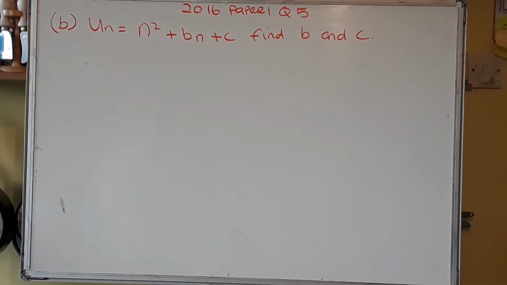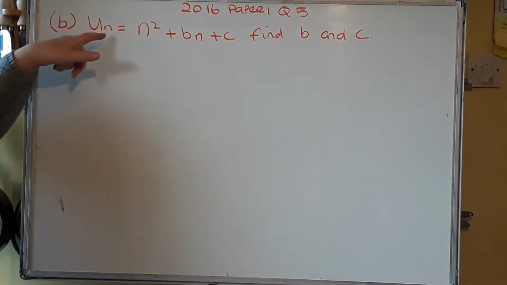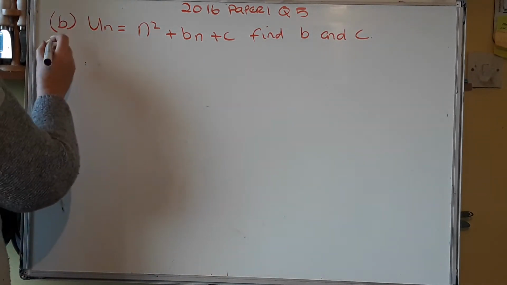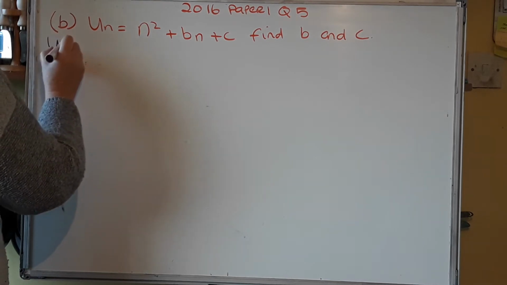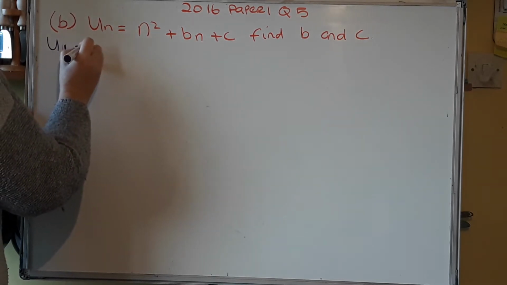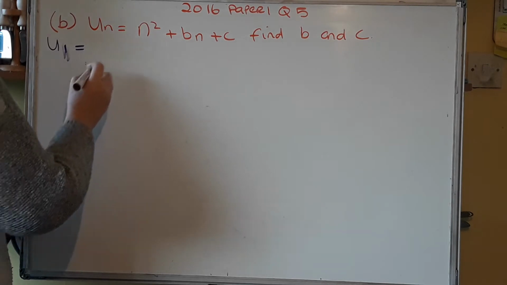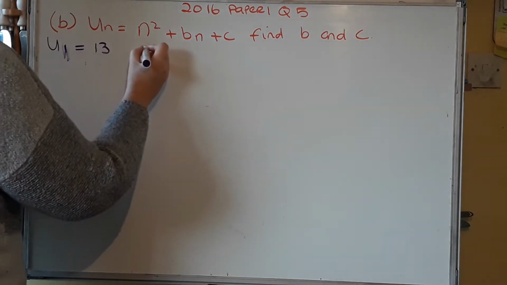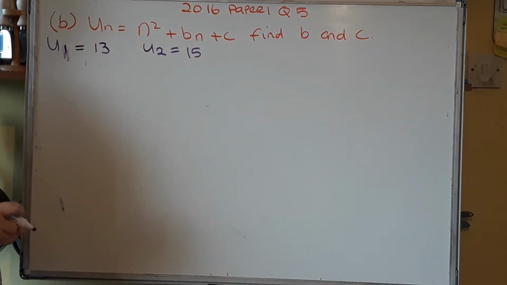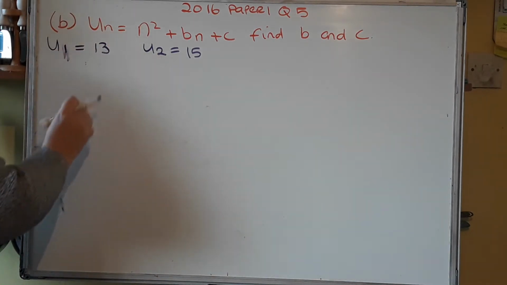Okay, so part B, and you'll notice this comes up a lot. Un is n squared plus bn plus c. Find b and c. So this is where you need 2 simultaneous equations. And how we're going to get them is, first of all, we know that u1, the first term, is equal to 13. And we know the second term is equal to 15. Now you can take any of them. I'm going to use 1 and 2, but you could use 7 and 8 if you want. It doesn't matter. Just take 2. These are the easiest 2 to take.